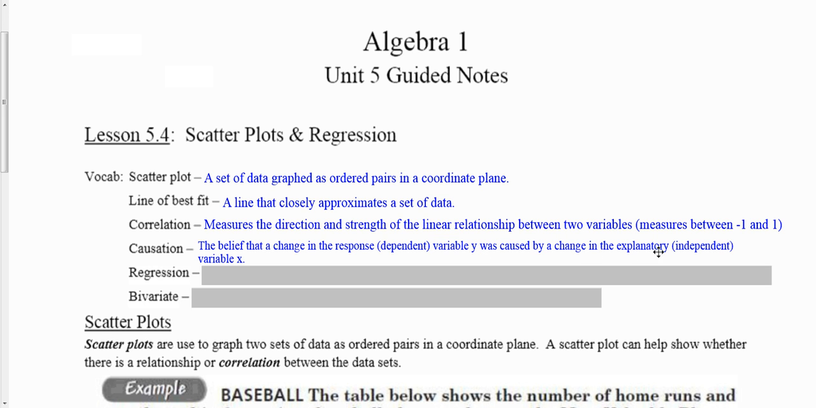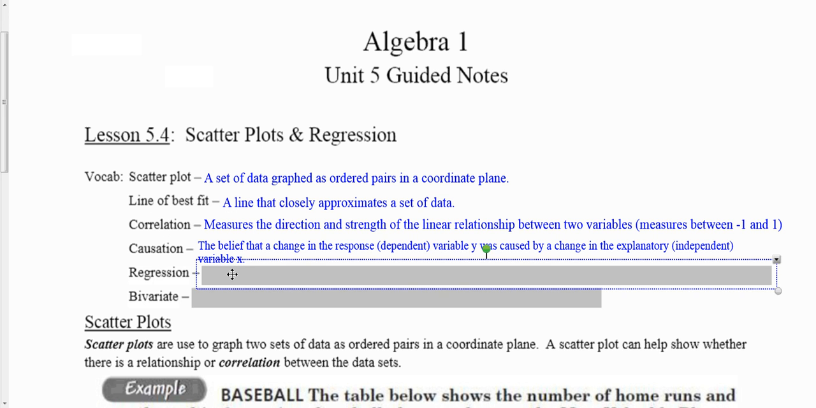Causation then. The belief that a change in the response, so the dependent variable, y, was caused by a change in the explanatory or independent variable x. So causation means you believe or you think that if the variable x changes, it causes y to change. So sometimes in our data we can see that, oh, every time that the x variable goes up, the y variable also goes up. Well, sometimes that x didn't cause y to go up, they just happen to both go up. So causation and correlation are definitely going to be different, and we'll look at that towards the end of our lesson.